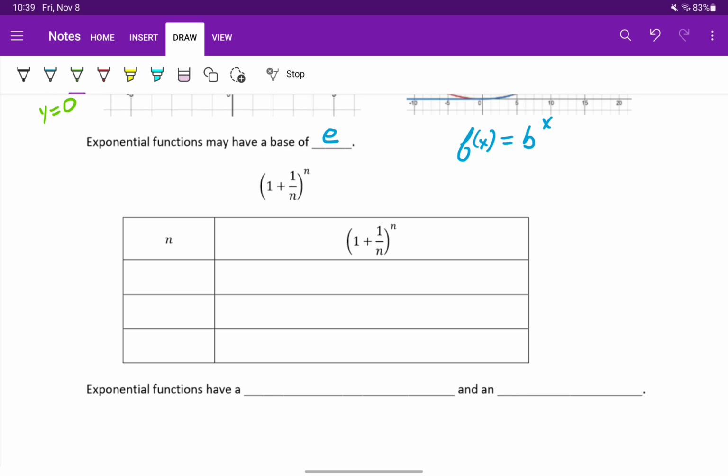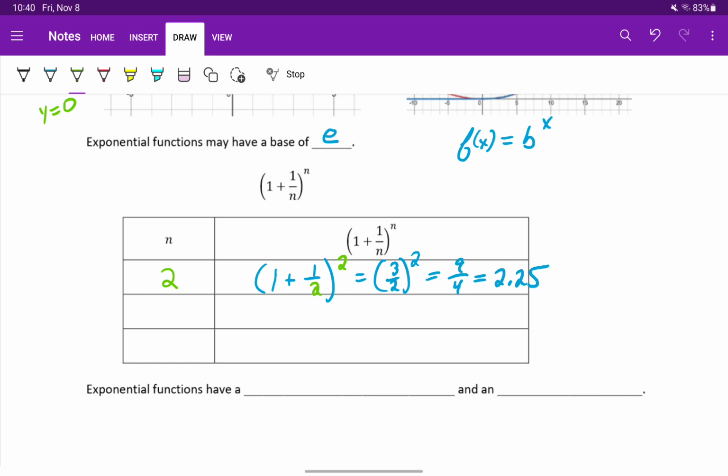What we want to do is take a look at what happens to the value of this function as we plug in different values. For instance, if we started off with a value of n equals 2, then this expression would be equal to 1 plus 1 over 2 squared, which would give us 3 halves squared, or 9/4, which is 2.25.